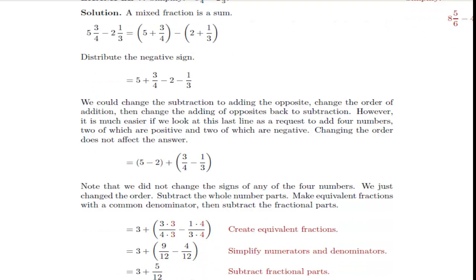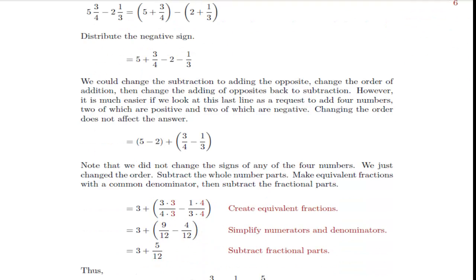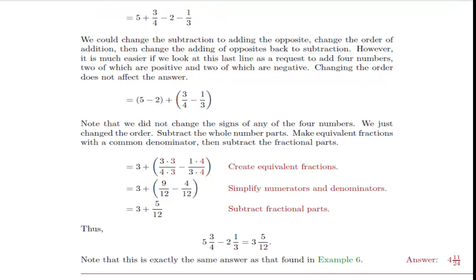Note that we did not change the signs of any of the 4 numbers, we just changed the order. Subtract the whole number parts, make equivalent fractions with a common denominator, and subtract the fractional parts. So 5 minus 2 is just 3. The common denominator of 3 and 4 is 12, so we'll multiply the first fraction by 3/3 to get 9/12, and the second fraction by 4/4 to get 4/12.